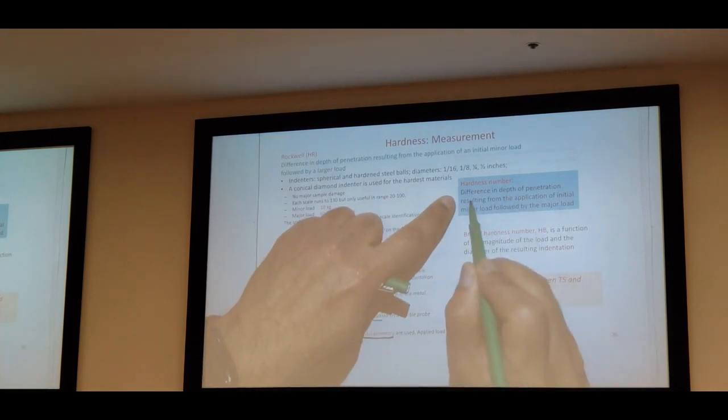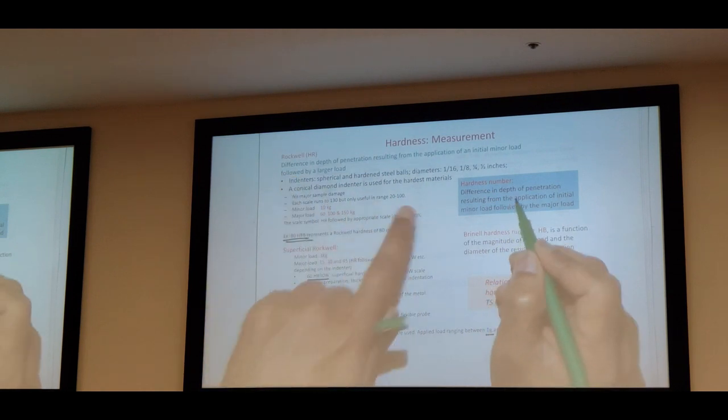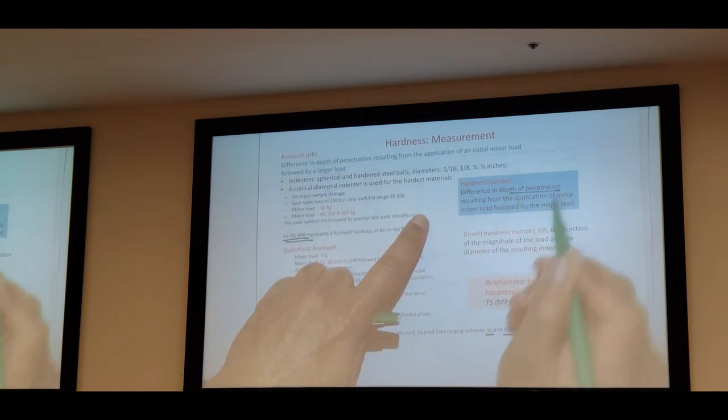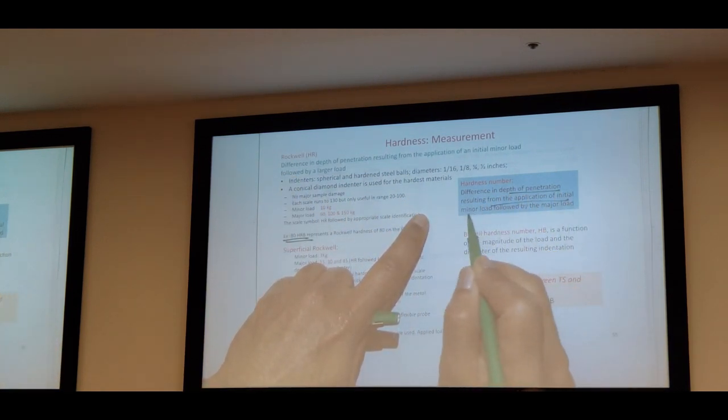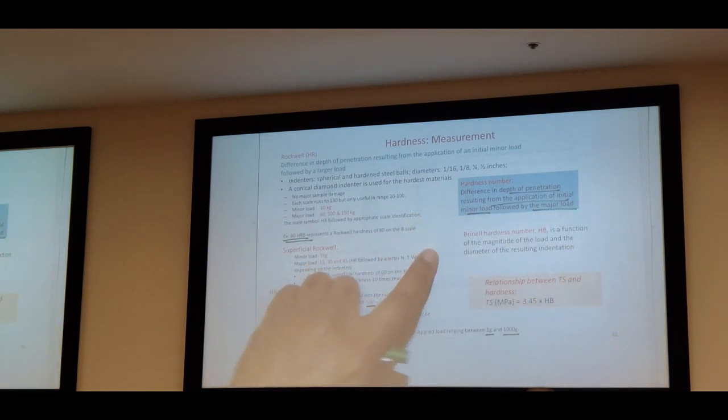So the hardness number for Rockwell hardness is the difference in the depth of penetration. I have already talked about this one: initial and minor load followed by major load.